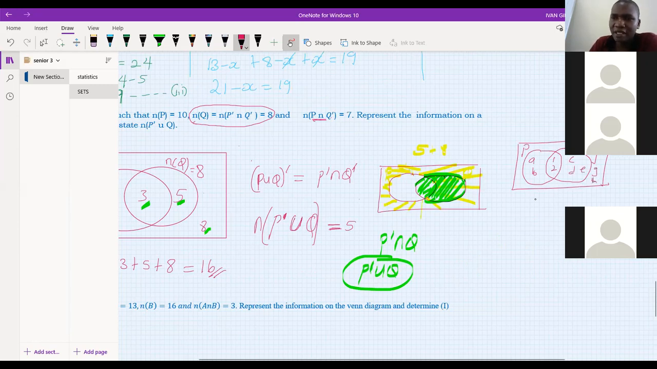Can you help me state the elements of P complement? What are the elements in P complement? There is C, D, E, G, and H. Those are the elements in that set. Now, what are the elements in set Q?